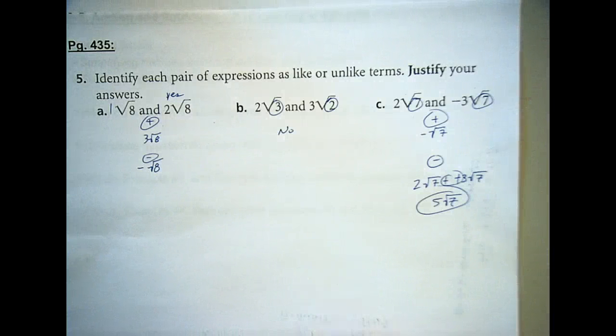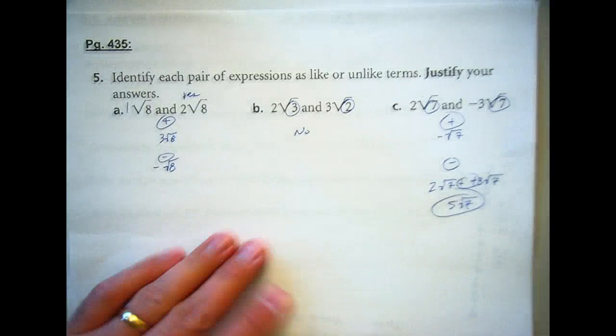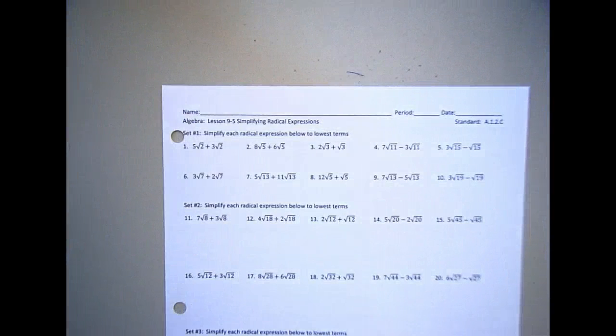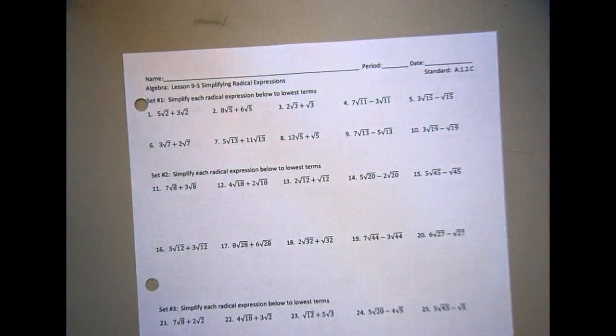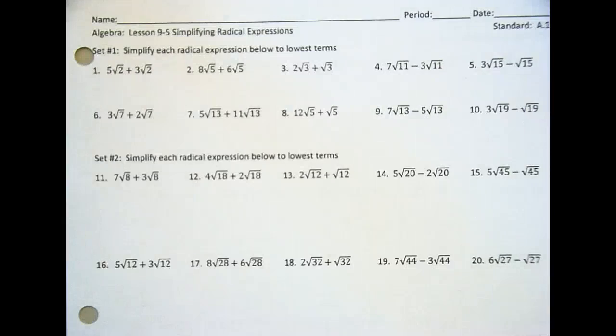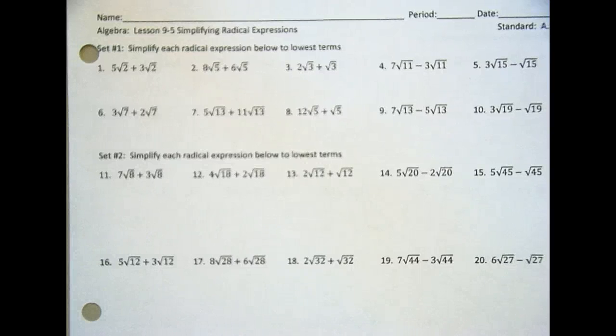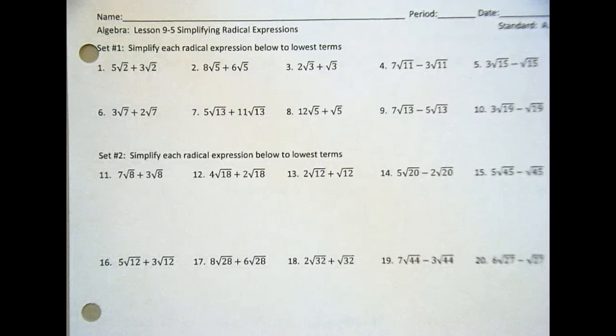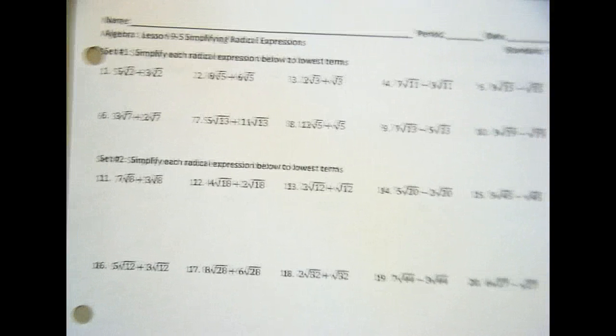That's what we're doing today. There'll be pieces that are a little more difficult, but that's really the basics of it. What I want you to do is take a look at set number 1 on your assignment. Set 1, the top here: simplify each radical expression below to the lowest terms. I'm going to give you about 3 minutes to work on set 1, and then compare your work with your neighbor. Ready and go. Okay, time's up. Any questions on set 1?